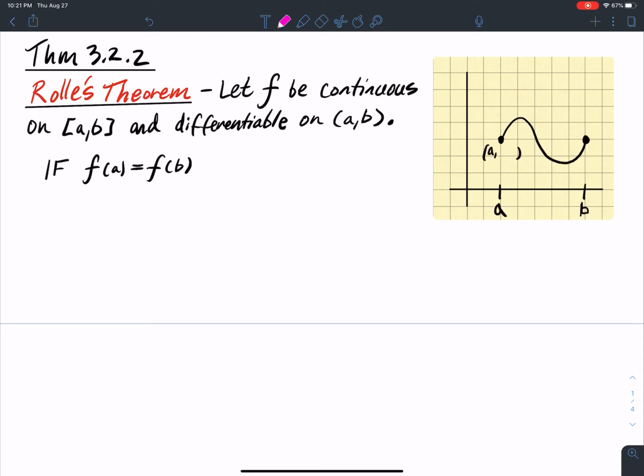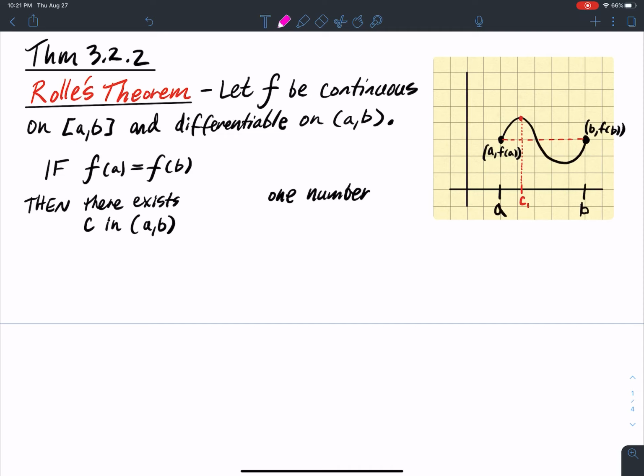So f of a is the same as f of b. We see there's a line up here because they are equal to each other. Now, if this is the case, then there exists a number c in (a, b) such that, well, guess what? It's not just one number. You have at least one number. I wanted to emphasize that for you.